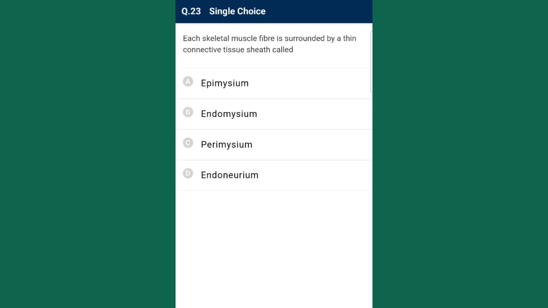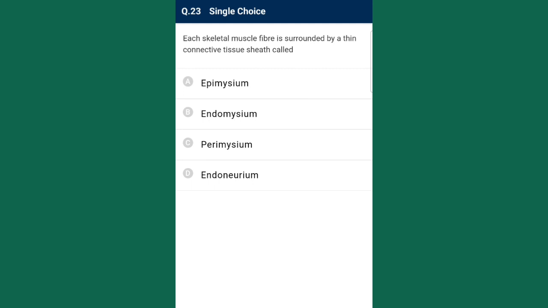Question number 23. Each skeletal muscle fiber is surrounded by a thin connective tissue sheath called? There are a total of 639 muscles in the human body. Depending upon striations, the muscular tissue is divided into striated and non-striated muscles. Striated includes the skeletal and cardiac muscles, while non-striated includes smooth muscles.